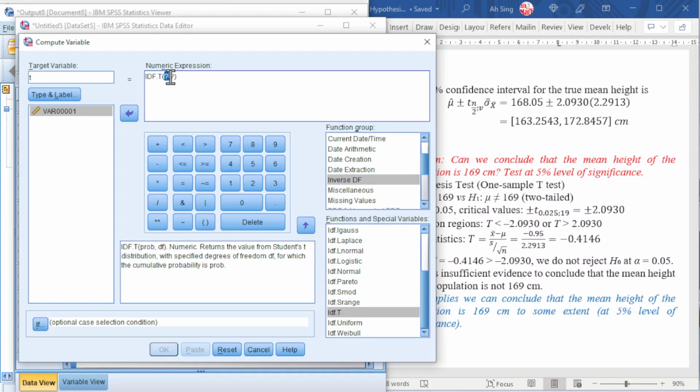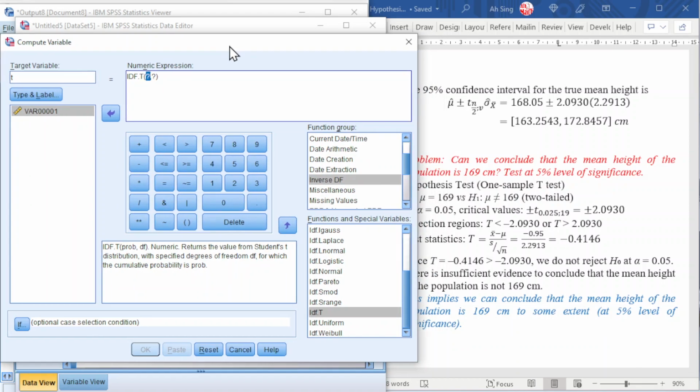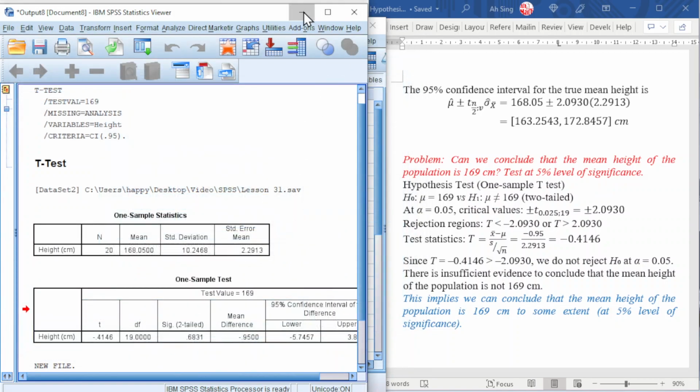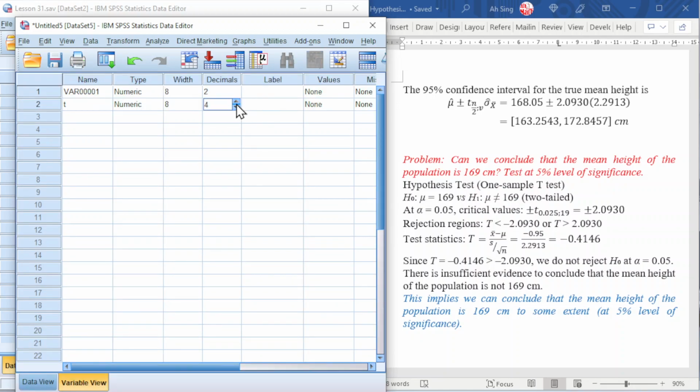The first question mark is the probability. We should bear in mind that for any confidence interval, we should take alpha over 2, which means that for this case, it is supposed to be 0.025, which is 2.5%. Degree of freedom is equal to n minus 1, which is 19. Click on OK and we should obtain the value, as we can see here. To increase the decimal point, go to variable view and increase accordingly.